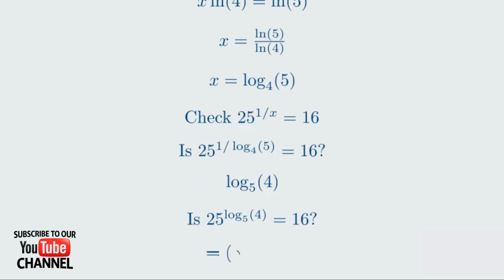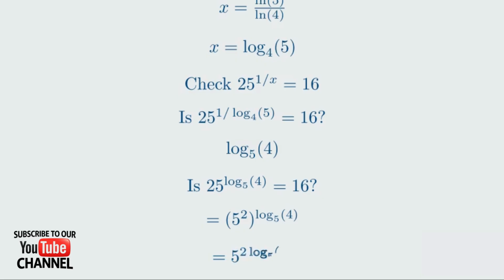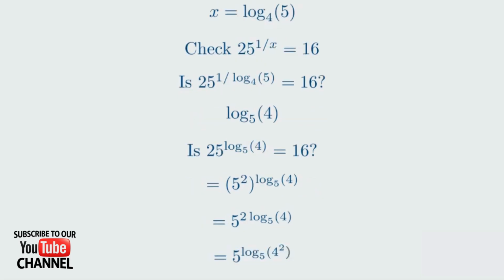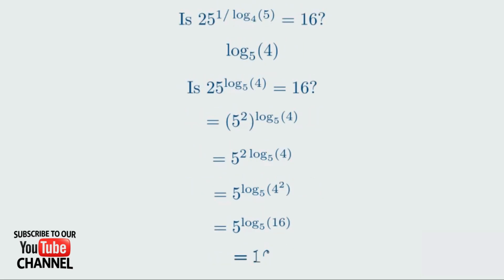We can write 25 as 5 squared. So we have 5 squared to the log base 5 of 4. Using the power rule, this is 5 to the power of 2 times log base 5 of 4, which is 5 to the log base 5 of 16. Again, this simplifies to 16.